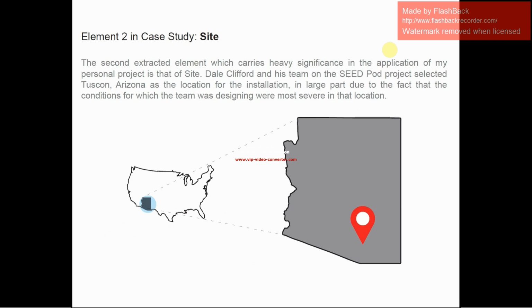And the second element would be site. And so site in Dale Clifford's project was Arizona, very hot and arid. Detroit has a pretty similar application of this in that it just has 4 seasons, which is different, but it has the same level of rigor which needs to be addressed in terms of what materials and then building systems are selected to best fit the environment for preparing for, I guess, the most severe of all those seasons.